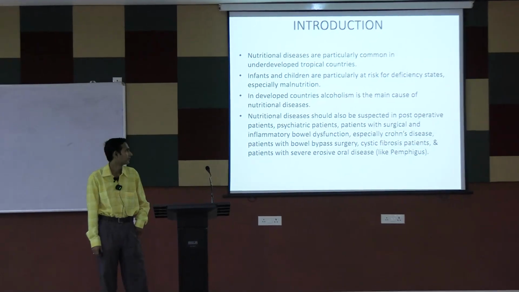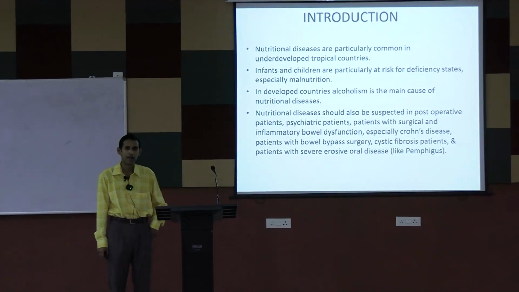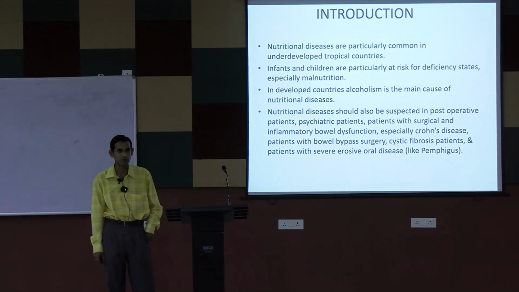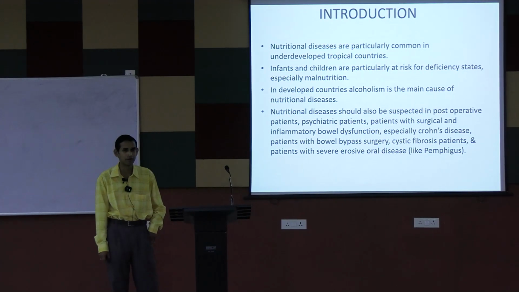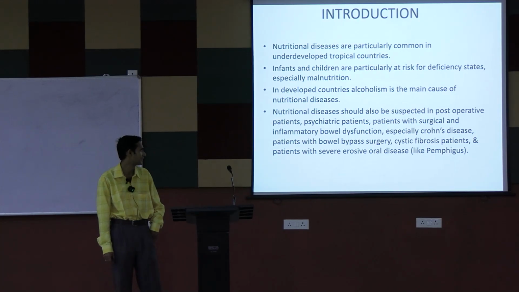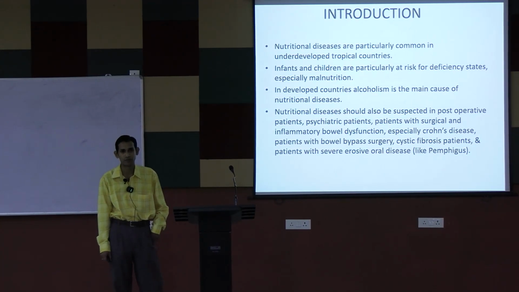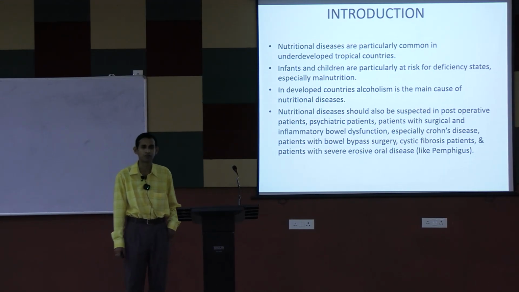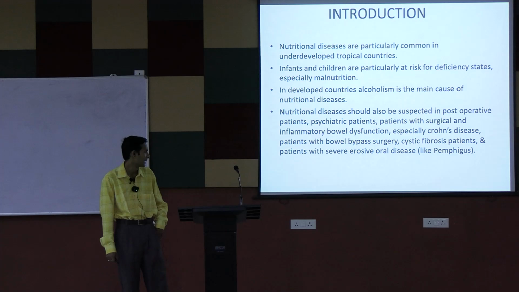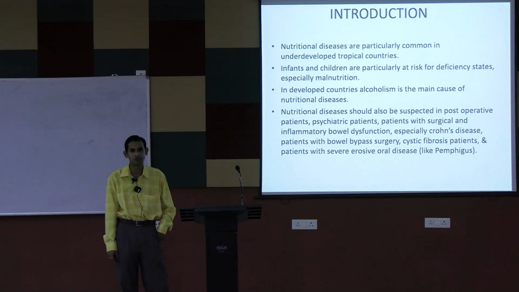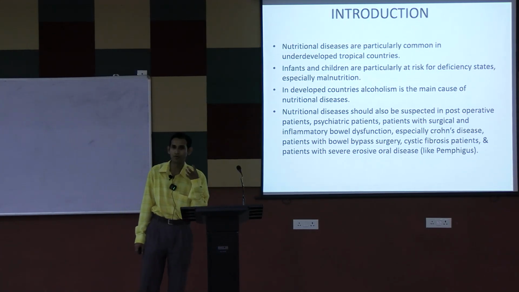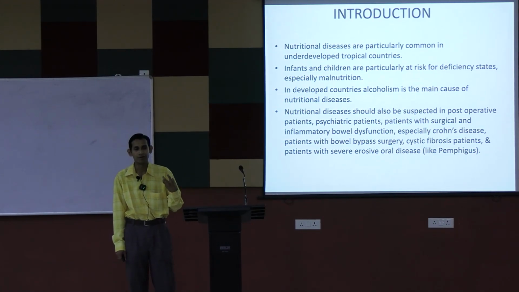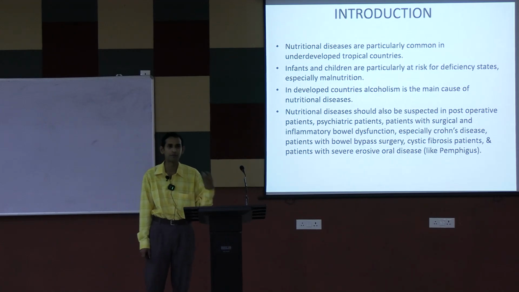In developed countries, the most common cause of malnutrition is alcoholism, chronic alcoholism. Other causes of nutritional deficiencies are postoperative patients, particularly after gastrointestinal surgery, psychiatric patients, particularly anorexia nervosa, and patients with surgical and inflammatory bowel dysfunction, for example Crohn's disease and ulcerative colitis, most commonly Crohn's disease. Also bowel bypass surgery, cystic fibrosis, and patients with severe erosive oral mucosal disease like pemphigus vulgaris, which interferes with eating and swallowing, lead to deficiency of several nutrients, vitamins and minerals.